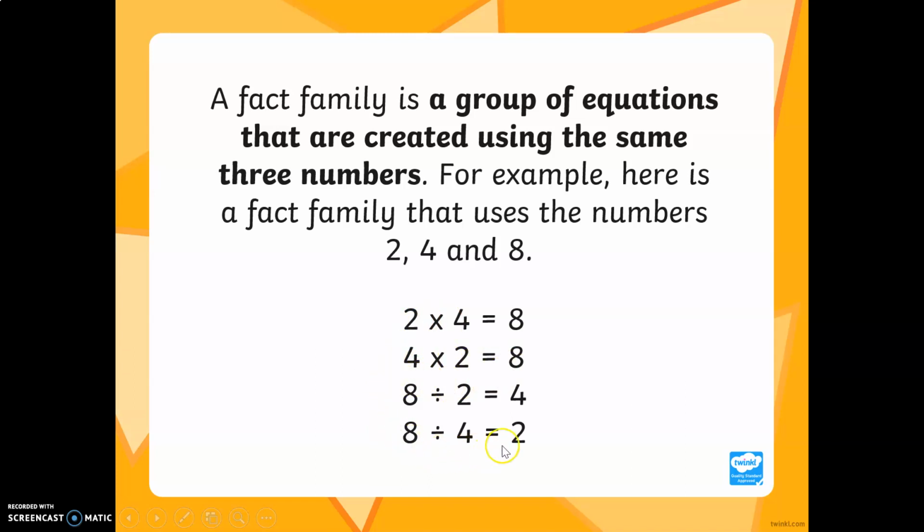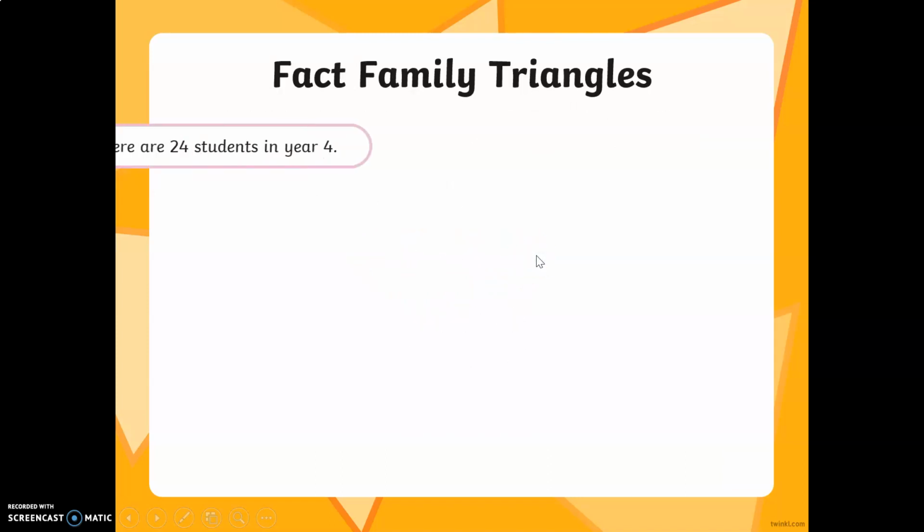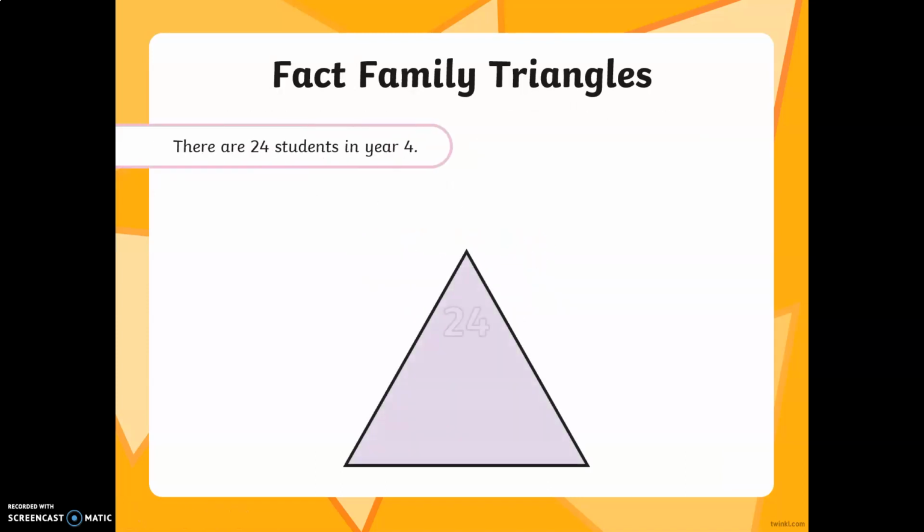When we get to the related division problems, the bigger number is always the one at the start of the sum because that's what's being divided equally. 8 divided by 2 equals 4, and then we swap these numbers around. 8 divided by 4 equals 2. So we have 4 sums, 2 multiplication sums and 2 division sums that use the same 3 numbers. Let's have a look at some examples.